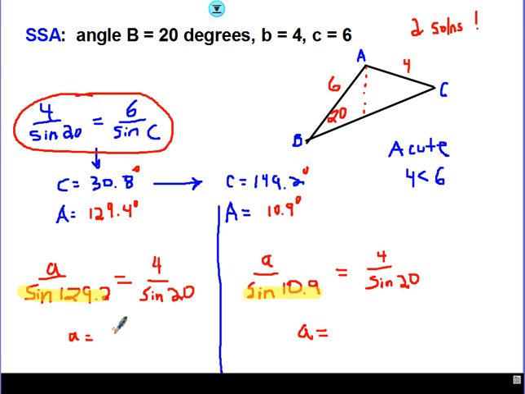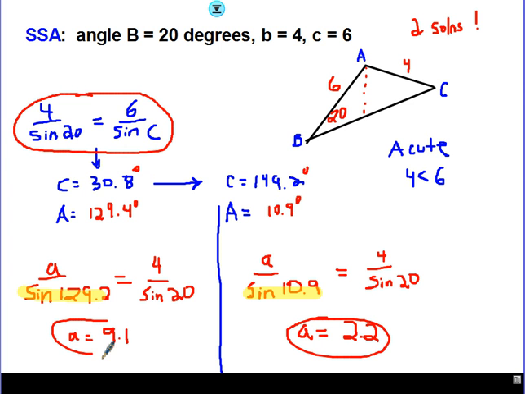When you solve that, I believe, this is the one you had in your notes, and we solved and we got 10.07. We'll call that 10.1 units. And when you solve this, you're going to get, I believe, 2.2 units.